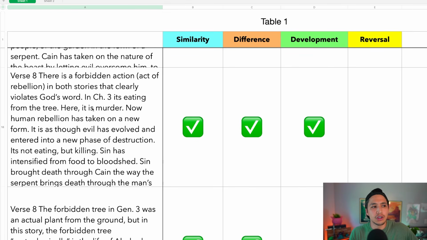There's a forbidden action in both stories. Chapter 3, it's eating from the tree. In chapter 4, it's ending his brother's life, right? So God is always trying to keep us away from what is forbidden, but human tendency is to be curious about what's forbidden, to play around with that, to toe the line and be like, I'm really interested though. I want to explore that a bit. I'm not going to give myself over to it, but that fascination, that curiosity with what is forbidden should be brought to God and laid at his feet.